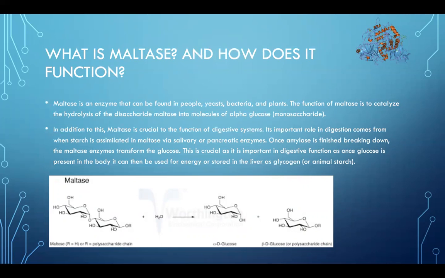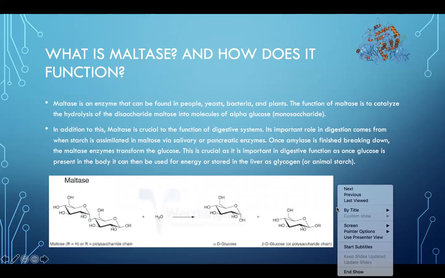Its important role in digestion comes from when starch is assimilated into maltose via salivary or pancreatic enzymes. Once amylase is finished breaking down, the maltase enzymes transform maltose into glucose. This is crucial in digestive function, as once glucose is present in the body, it can then be used for energy or stored in the liver as glycogen or animal starch. Below, we can see a reaction scheme for the hydrolysis of the disaccharide into a monosaccharide.